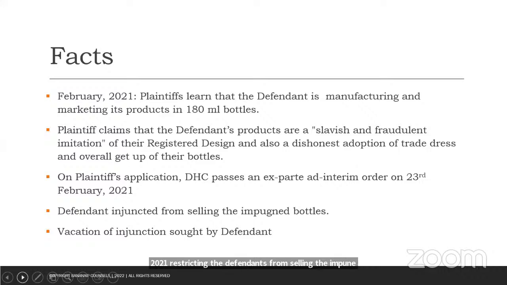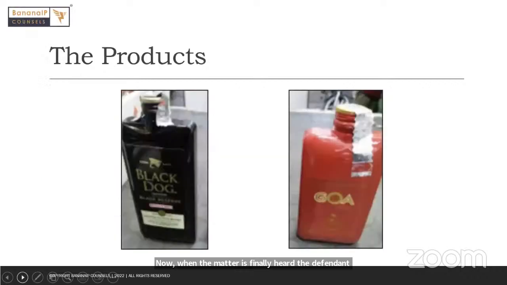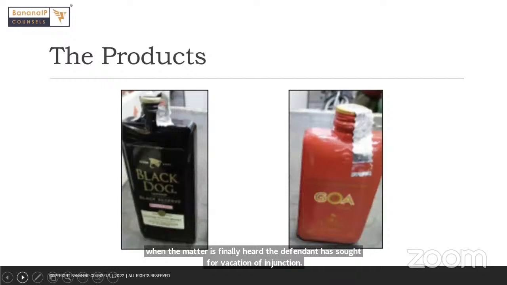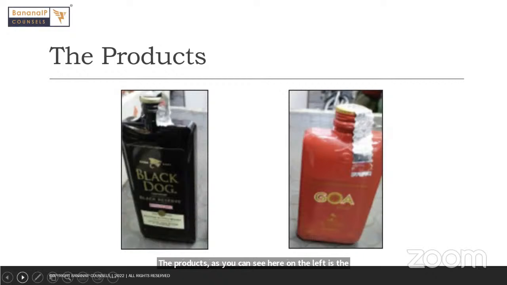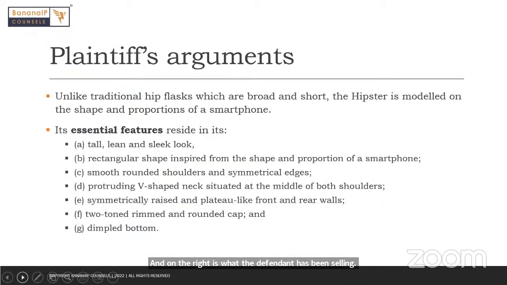Now, when the matter is finally heard, the defendant has sought vacation of the injunction. The products, as you can see here, on the left is the plaintiff's product, which is the hipster bottle for Black Dog. And on the right is what the defendant has been selling. Now, the plaintiff argued that unlike traditional hip flasks, which are broad and short, the hipster is modeled on the shape and proportions of a smartphone.